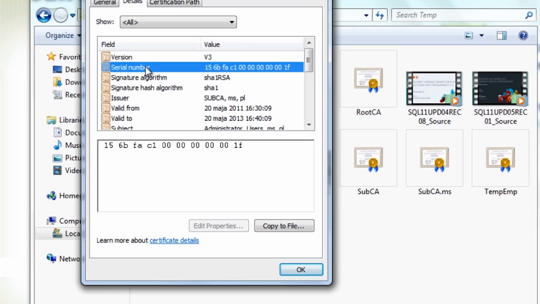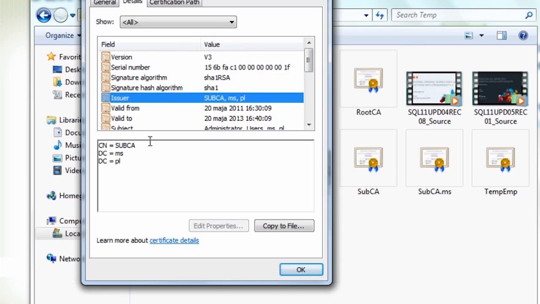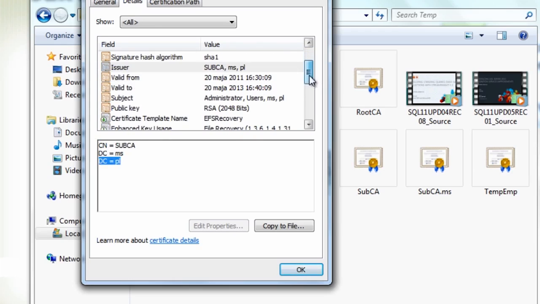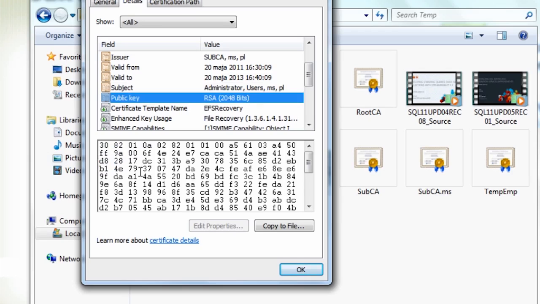We see the serial number of our certificate, the algorithm that is used for the signature, in other words, confirmation of the authenticity of the certificate, and the data of the organization that issued it. We already saw the expiration date. We can also see to whom the certificate was issued. In this case, it turns out that this is the administrator of the domain ms.pl. We also find here the public key. In this case, the RSA key with a length of 2 kilobytes.